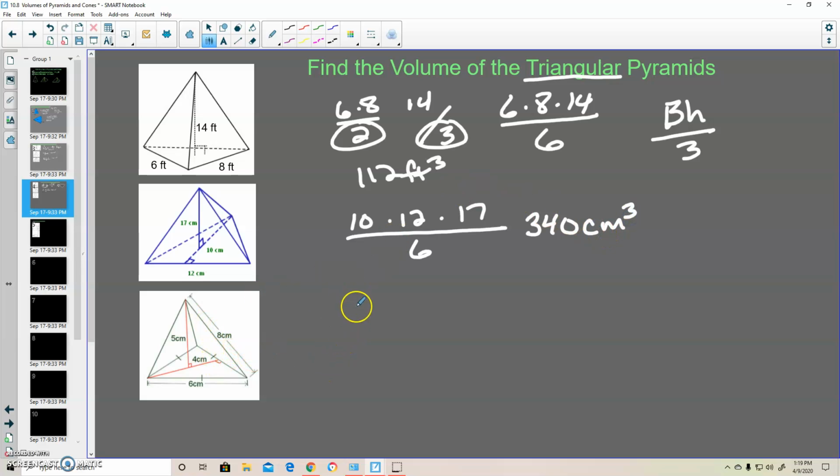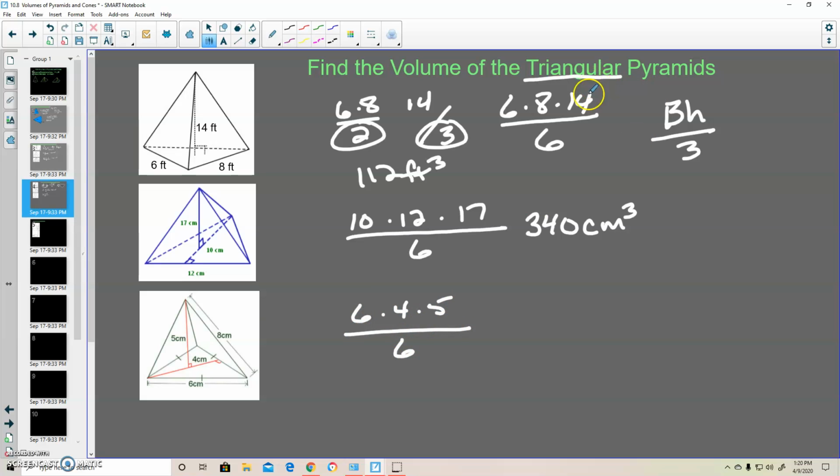Now, one of these lengths I do not need. I don't need this thing right here called the slant height. That is not a height we use for volume. That's a height you use for surface area. Okay, we're not going to use a slant height. We're going to use this little perpendicular height here. We need the 6 because all these sides are the same. So that tells me this is 6 also. So 6 times 4 times 5 divided by 6.